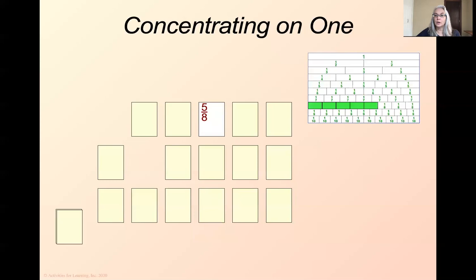Check your chart. Even though you think you know the answer, double check it just to make sure. 5/8 needs what to make one? 3 more 8ths. Do you remember where that is? Right there. Good job. And now you got that.